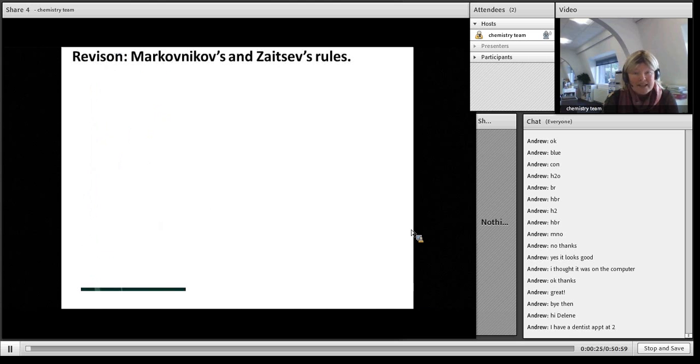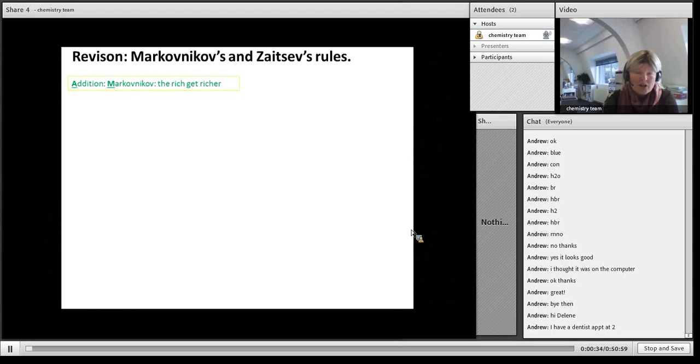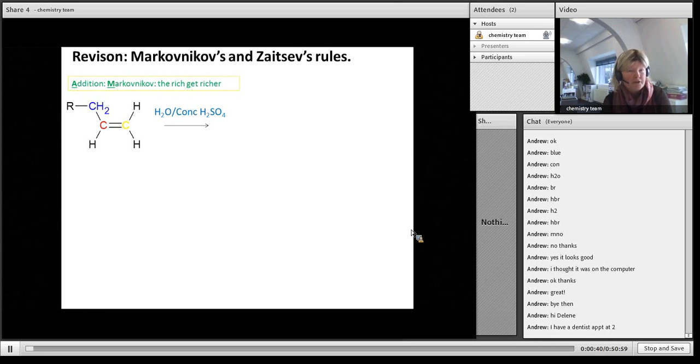Just as a revision from what we did last week, because it's going to apply this week as well, is Markovnikov's and Zaitsev's rule. You only really do Zaitsev for the haloalkanes and the alcohols, but in case you get confused with Markovnikov, it's related to addition. What it basically says is the rich gets richer, so the carbon of the double bond that has the most number of hydrogens gets the extra incoming hydrogen.